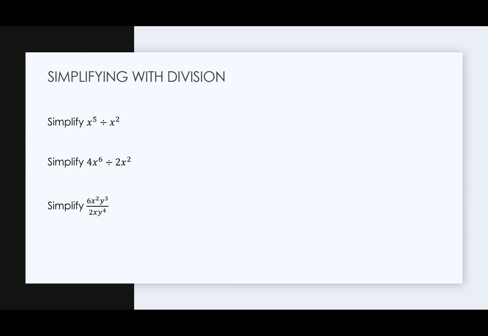Let's write these ones out in long form and see if the shortcut method might work. So here we have x times itself 5 times, all over x squared. Cancelling out objects that are on the top and the bottom of the fraction, term by term, I can see that I've got nothing left on the bottom of the fraction, so I don't write it. And on the top, I'm left with just x cubed.